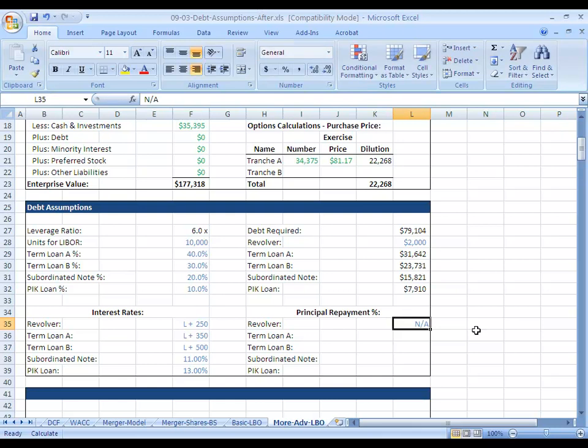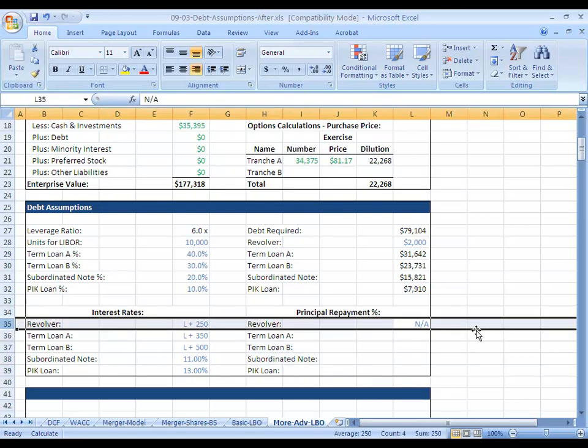The reason is because with a revolver, similar to a credit card, there isn't necessarily a requirement that you repay a certain amount each year. It depends on how much you've borrowed and how much you can repay. So with the revolver here, the way it's going to work is that any excess cash flow will immediately go toward paying off the revolver. If, on the other hand, we have no revolver balance or we have more than enough cash flow, then we can use that to pay off the rest of these. But there's no requirement with the revolver that you have to pay off a certain amount each year.